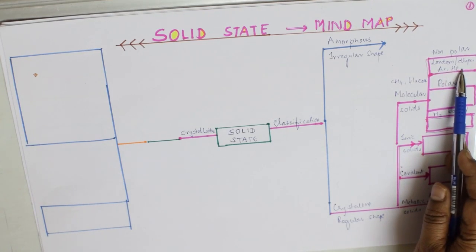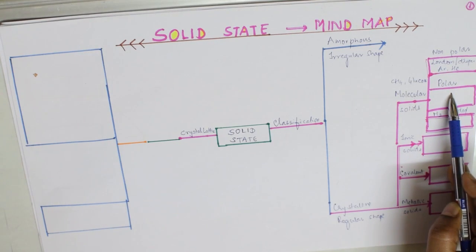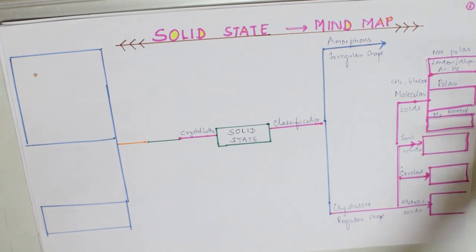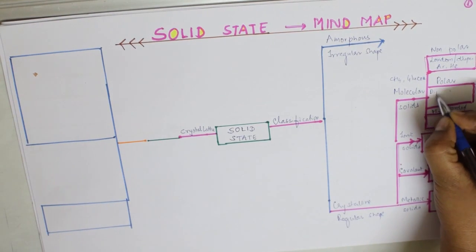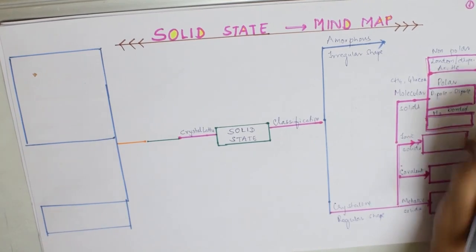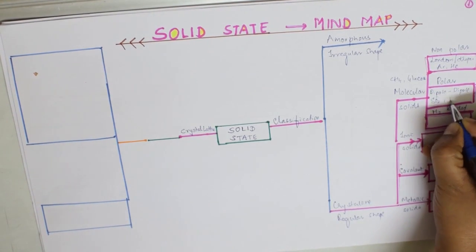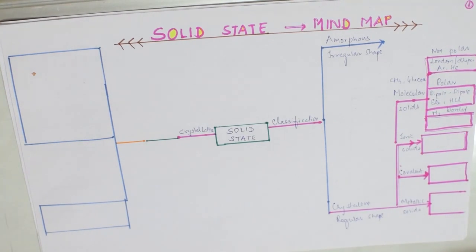Done. When it comes to polar solids, here we said atoms and molecules can be held by dispersion forces in non-polar. In case of polar, molecules will be held together by which forces? The forces which are acting are dipole forces. So dipole forces will be acting in this. If I have to take an example, sulfur dioxide, HCl are examples.